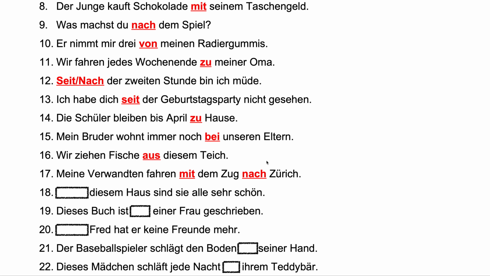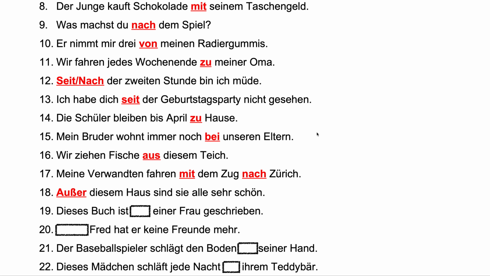Nummer 18. Blank diesem Haus sind sie alle schon sehr schön. So, something this house, they are all very beautiful. I would use here außer, meaning except for, so all of these other houses are apparently very beautiful, except for this one house that apparently is probably haunted or something.